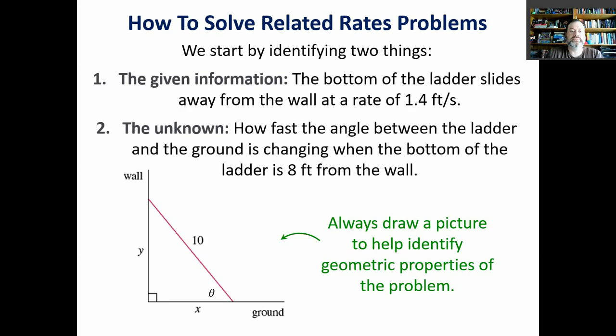So the first thing we're going to do is write down everything we know and everything we don't know. And then just sketch a picture. It doesn't have to be very accurate. You just have to be able to label things. And you're allowed to name things whatever you want. So for a problem like this, it makes sense to label the distance along the ground as x and to label the height as y. That makes sense. And then the length of the ladder is 10, so we know that that's just 10. And of course, we're trying to find the angle. We're trying to find how fast the angle is changing.